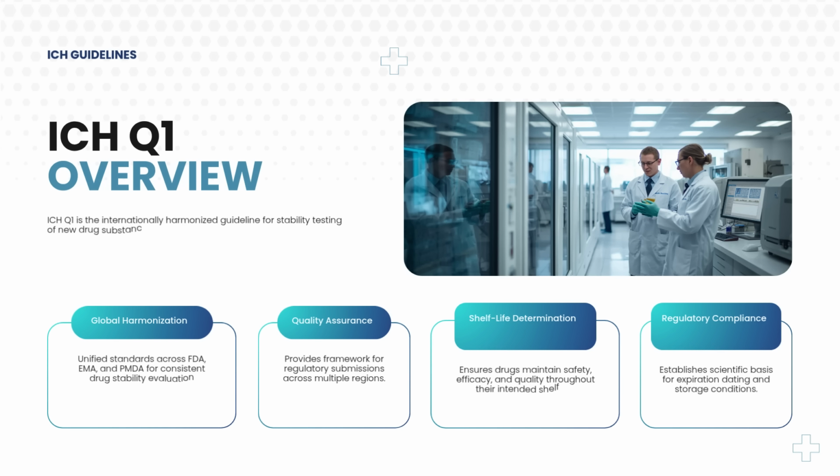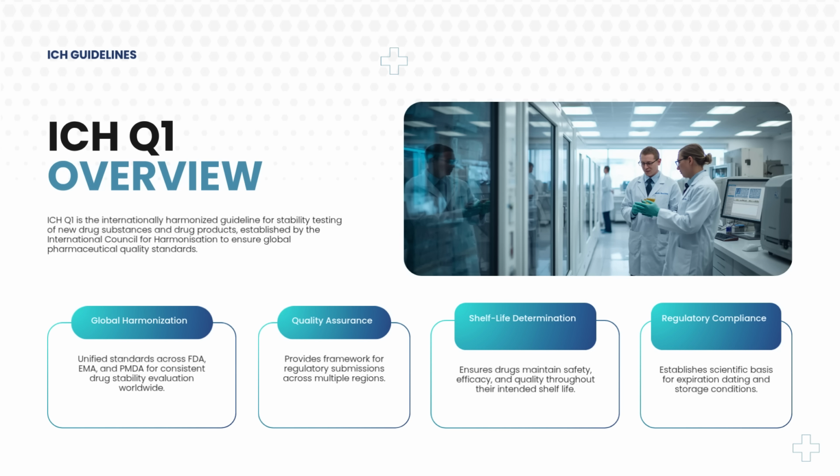So the ICH Q1 guideline is crucial because it provides a harmonized approach that spans the FDA, EMA, and PMDA, ensuring consistent evaluation of drug stability worldwide. This consistency is vital as it guarantees that drugs maintain their safety, efficacy, and quality throughout their shelf life. So let's consider why this matters.